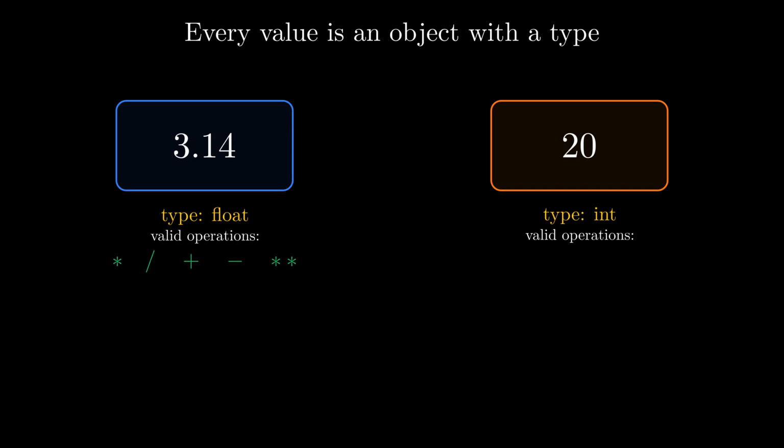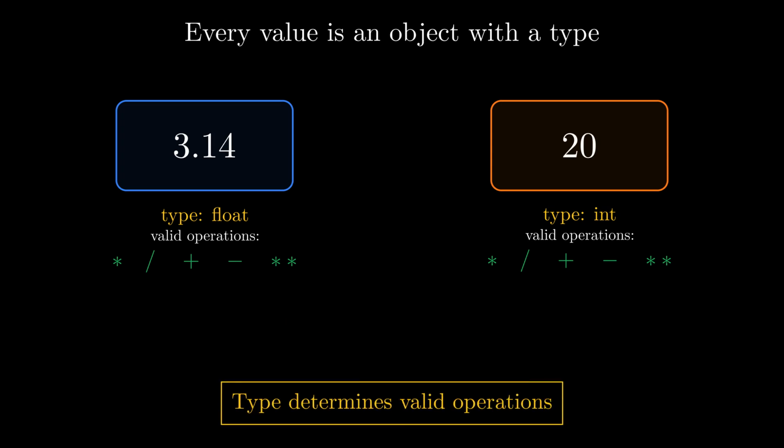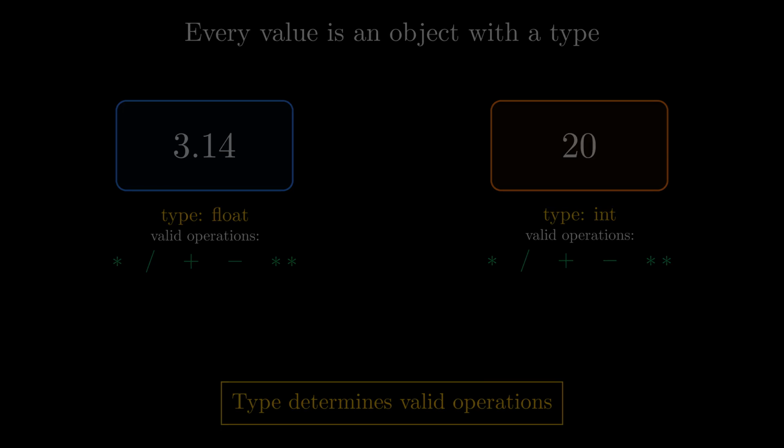You can multiply two floats. You can raise an int to a power. Operations that make no sense for a type are rejected. So when Python sees a value, it always knows two things: what the value is and what kind of object holds it. Assignment binds a name to an object in memory.